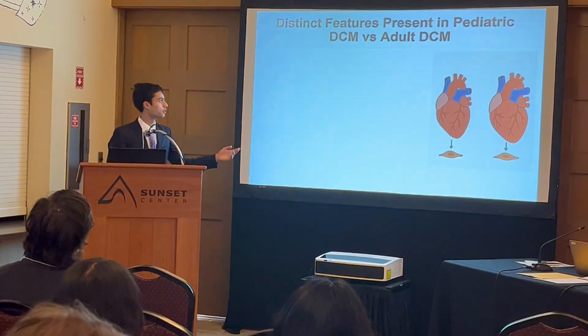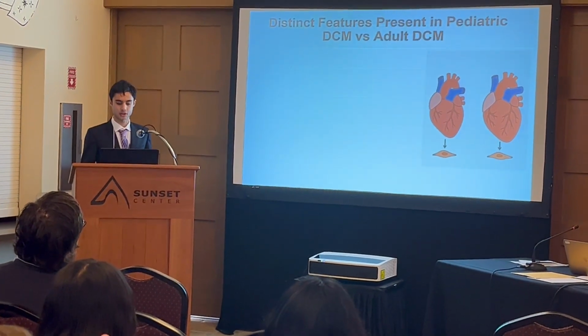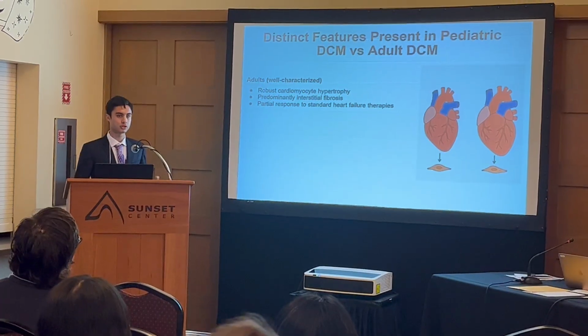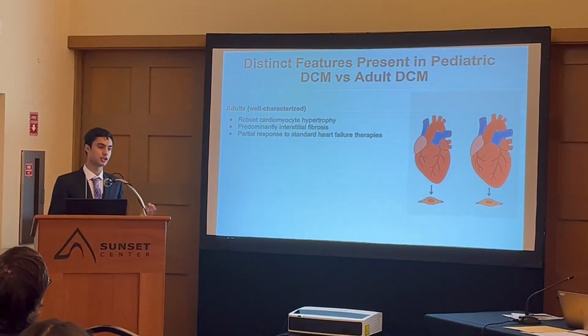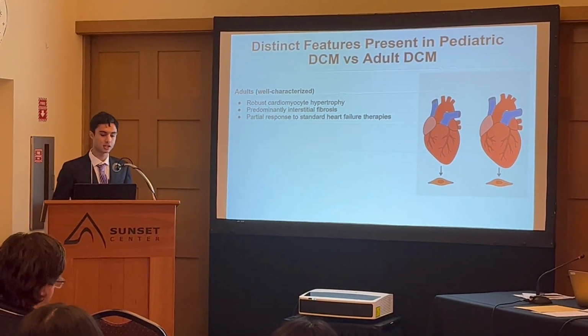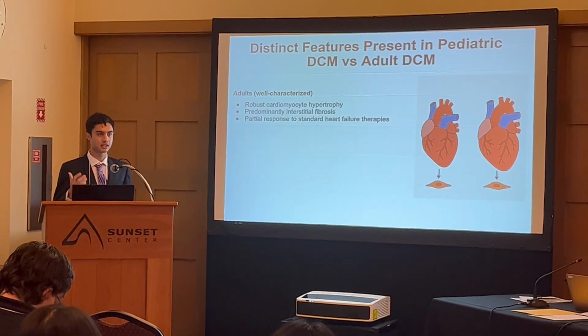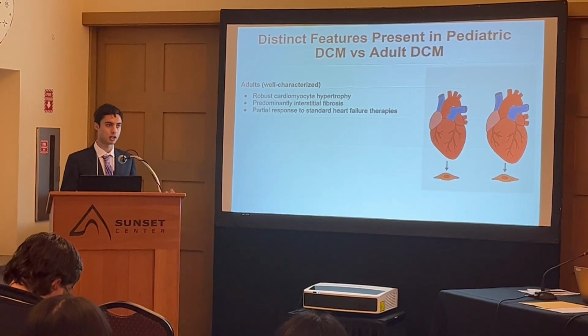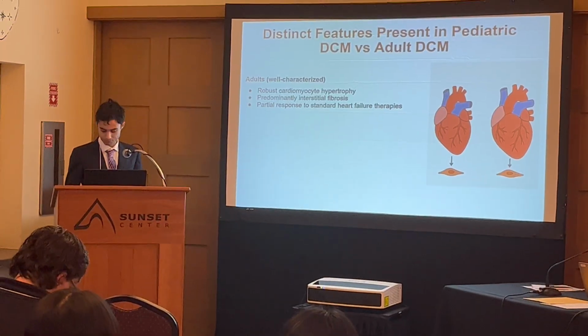Now I'll be going over the distinct features present in pediatric DCM compared to adult DCM. In adults, DCM is extremely well characterized. Some of the key features of adult DCM include robust cardiomyocyte hypertrophy and predominantly interstitial fibrosis, and because it's extremely well characterized, there's a partial response to the standard heart failure therapies that exist.